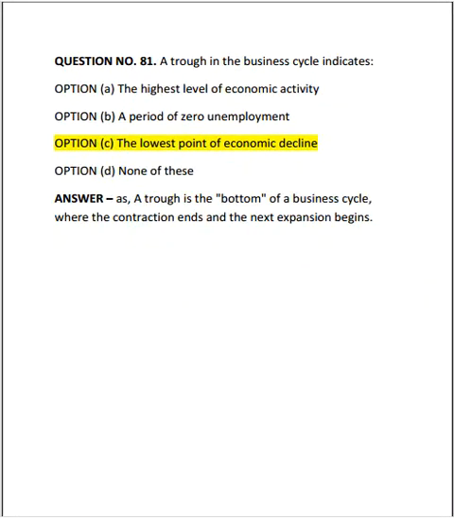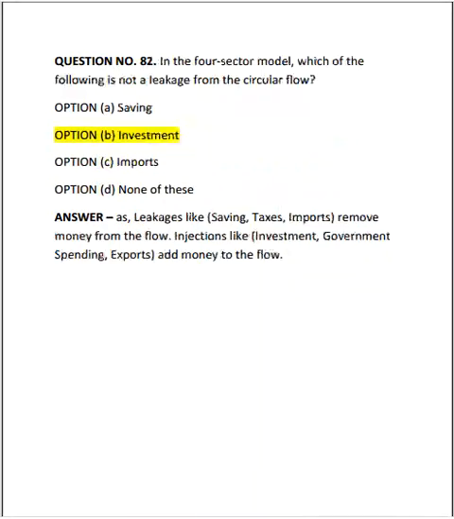Question No. 81. A trough in the business cycle indicates. Option A. The highest level of economic activity. Option B. A period of zero unemployment. Option C. The lowest point of economic decline. Option D. None of these. Answer. As a trough is the bottom of a business cycle, where the contraction ends and the next expansion begins.